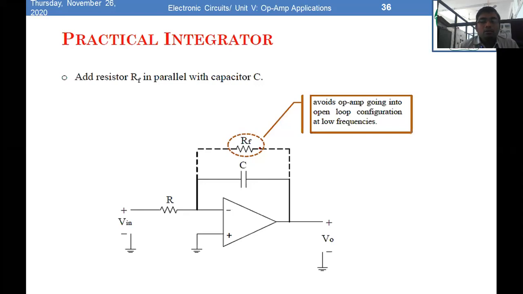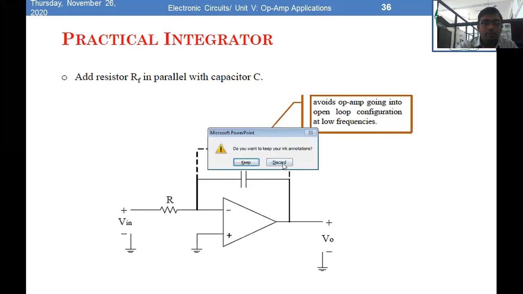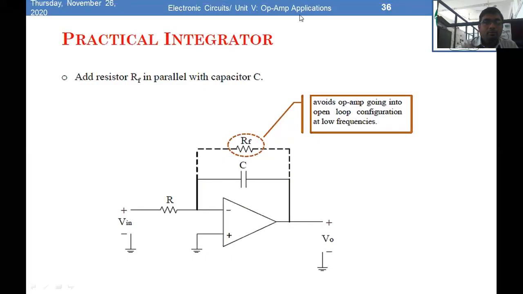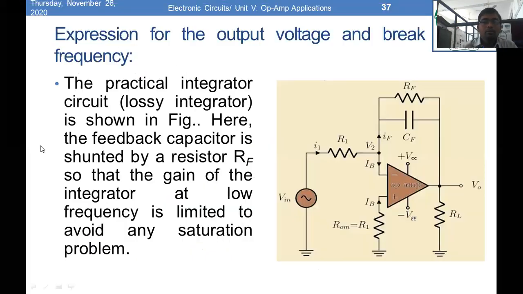Now we do the analysis and see the operation of this practical integrator. I hope all of you have drawn this or taken a screenshot of this diagram. Now we move to the analysis of this circuitry. This is the final diagram of the practical integrator. Now we have to find the expression for the output voltage.